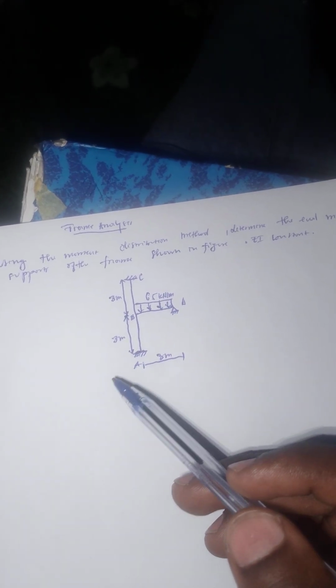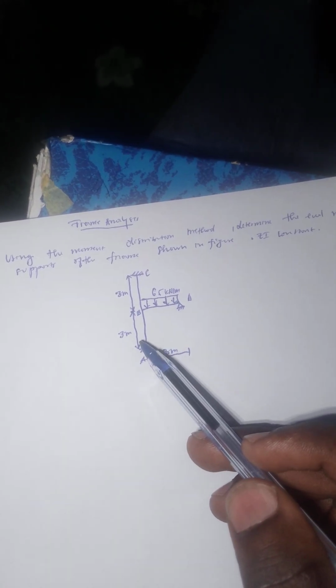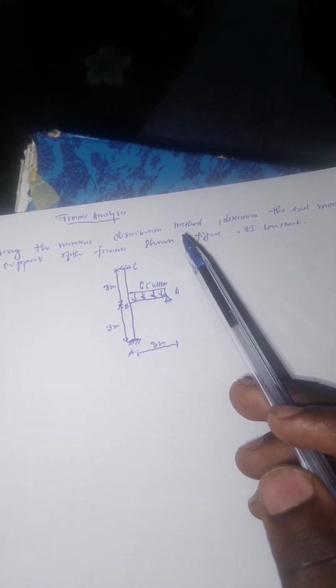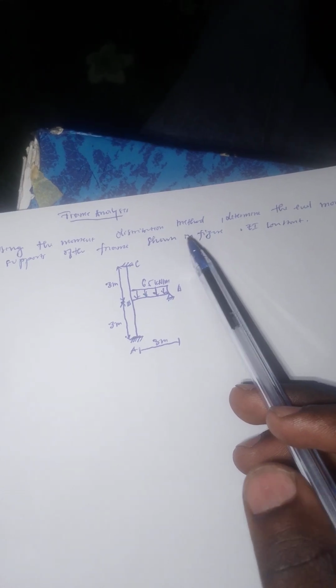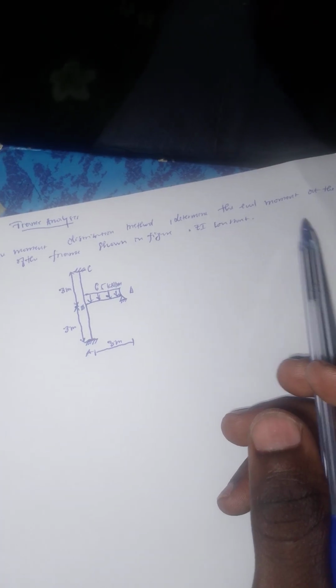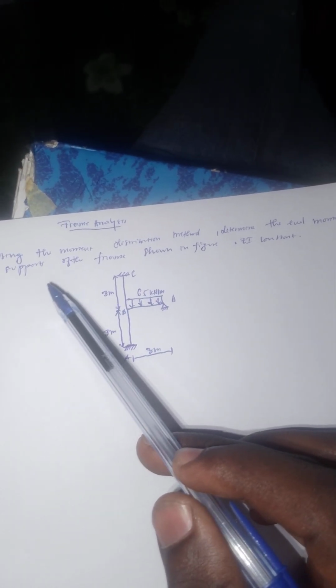But we are here to analyze this frame by using the moment distribution method to determine the end moments at the supports of the frame in this figure, EI is constant.